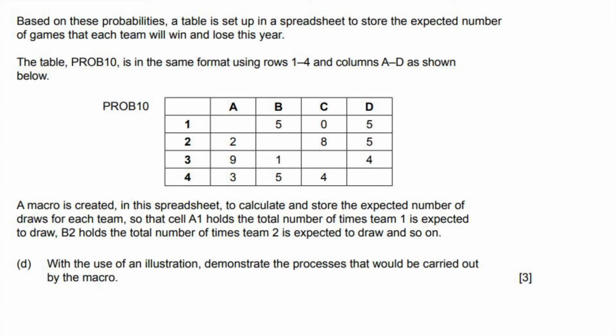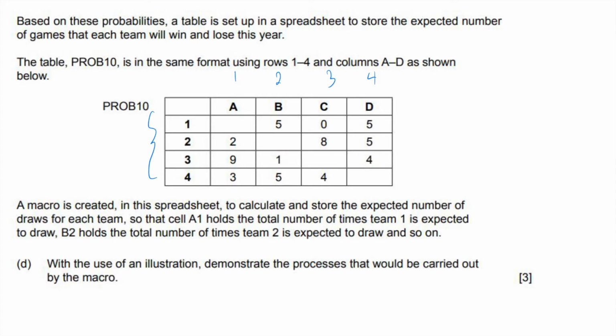to store the expected number of games that each team will win and lose this year. So the table prob 10 is in the same format using rows 1 to 4 and columns A to D as shown. So right here we have our teams 1 to 4, and right here we have A, B, C, D, the same way it would be in a spreadsheet, but in reality this means team 1, 2, 3, 4.